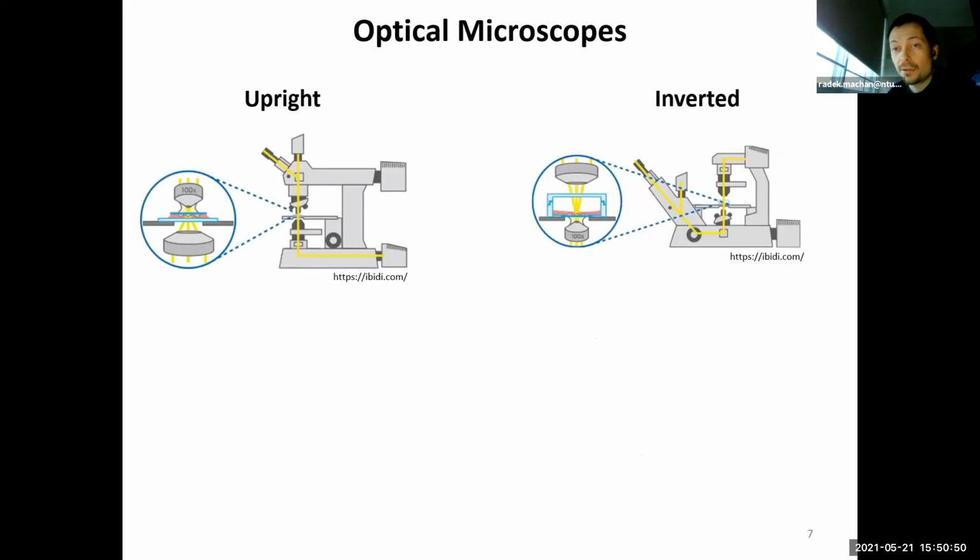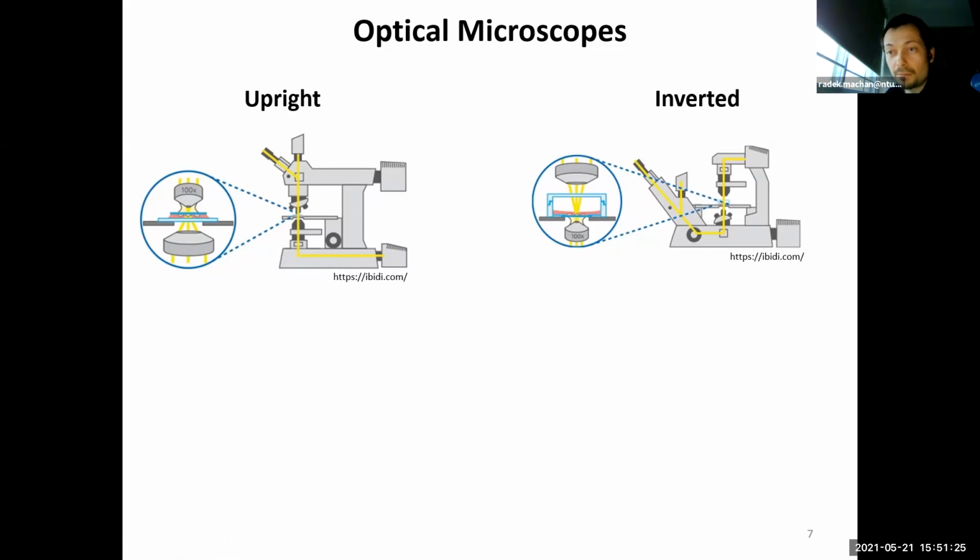Now let's go to optical microscopes, which is where the majority of the microscopes in the facility are. We can divide them again into two categories based on the construction of the microscope. We can divide into upright, where the objective is above the sample, and inverted, where the objective is below the sample. So we are looking at the sample from below.